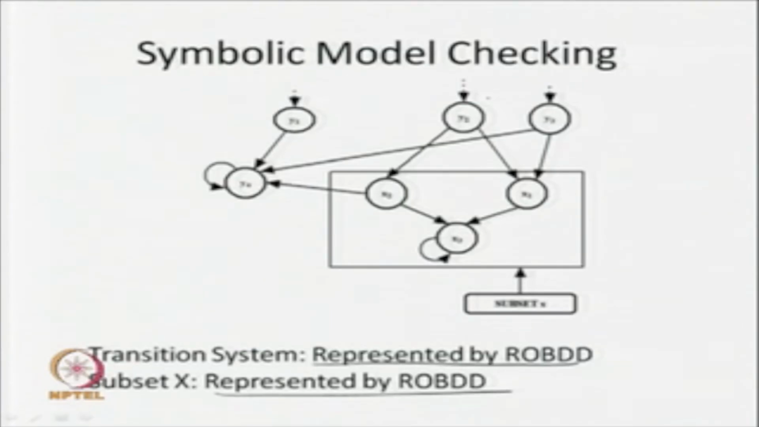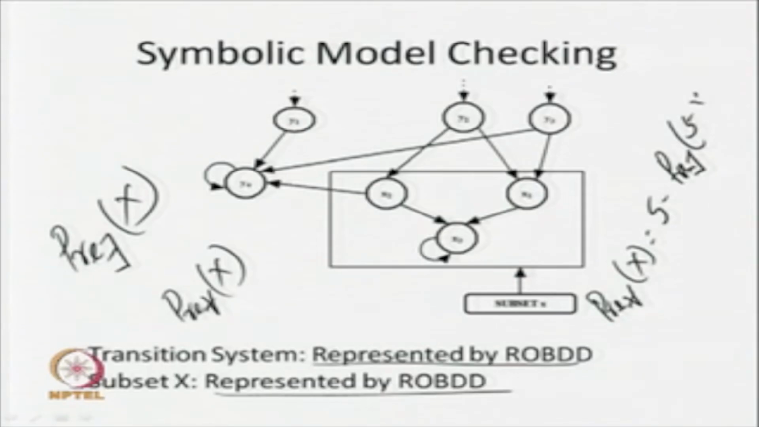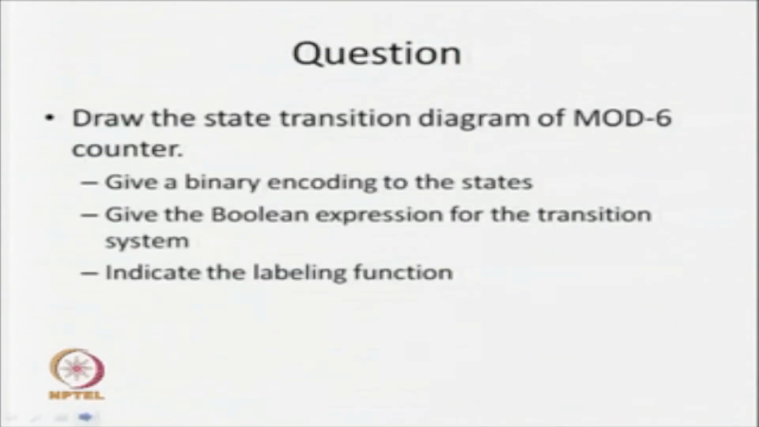Already we have seen that if I can get a procedure for pre exists x, it is going to give me all the states from which at least one transition is coming to this subset x. Once we have this procedure, I can always calculate pre for all x, because we know the relationship: pre for all x is equal to S minus pre exists of S minus x. So, if I have a procedure for pre exists x, we can evaluate pre for all x. Now, how to evaluate these things?